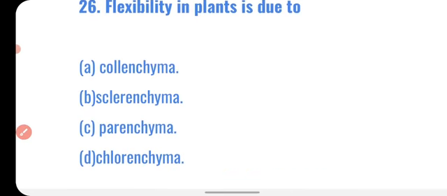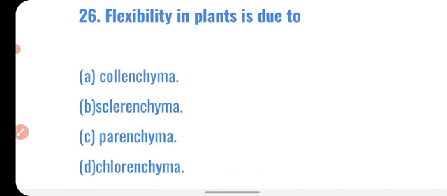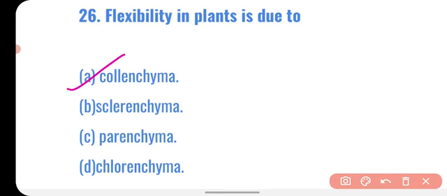Question number 6. Flexibility in plants is due to... In plants, the tissue known as collenchyma provides flexibility to the plants due to the irregular thickness in the cell wall. So the correct option is collenchyma.